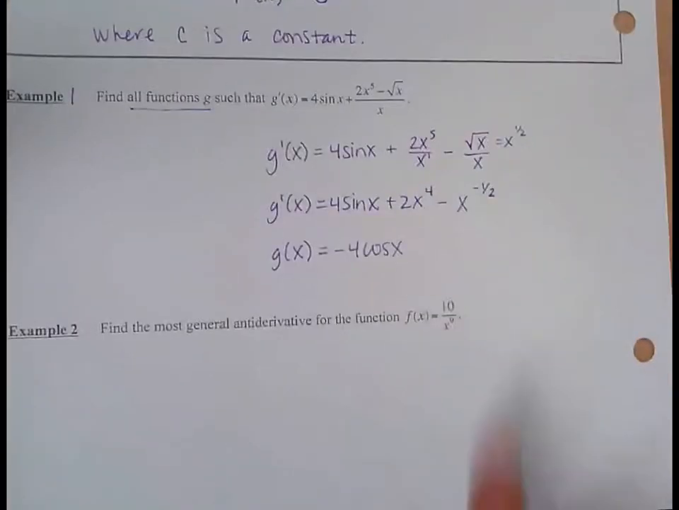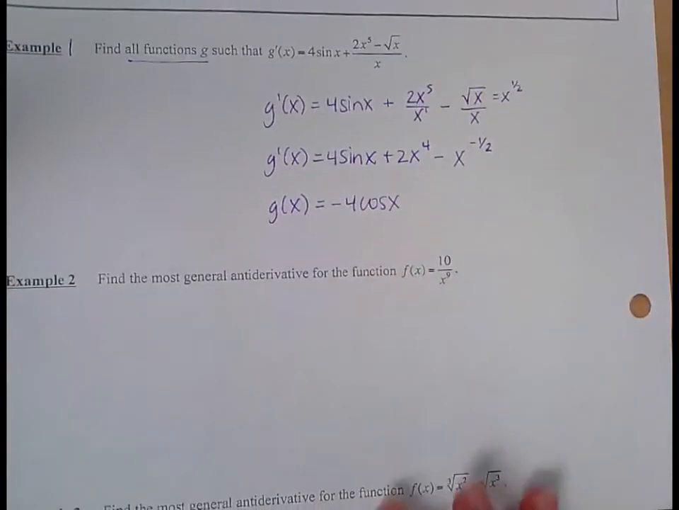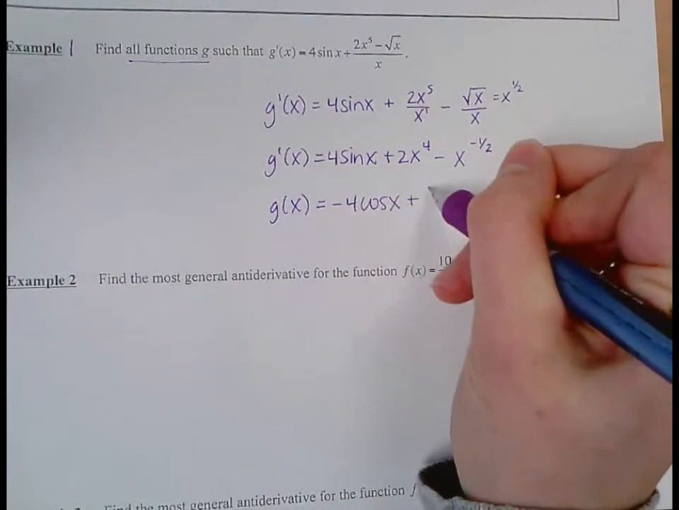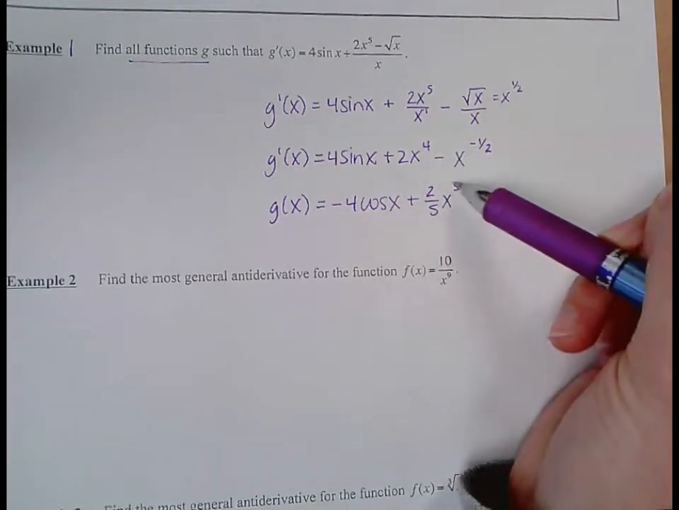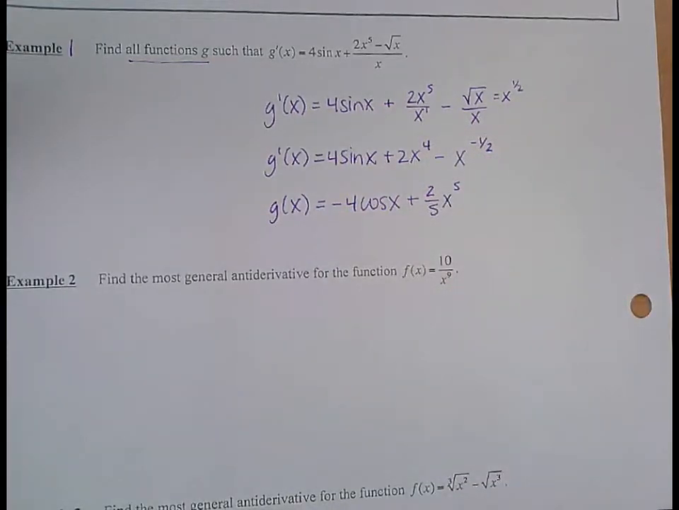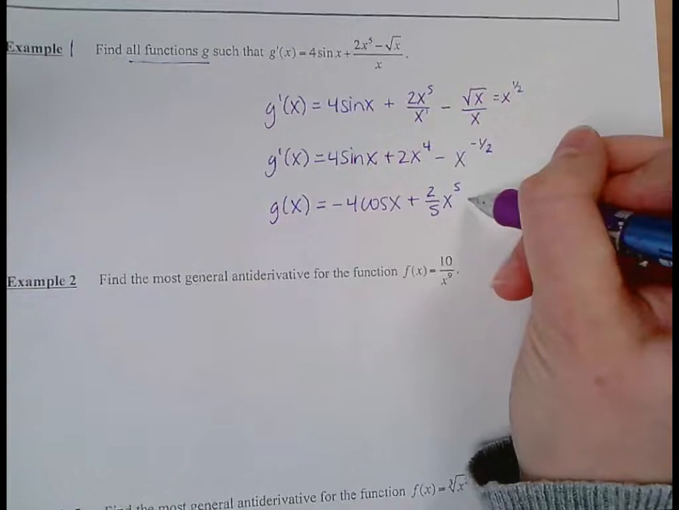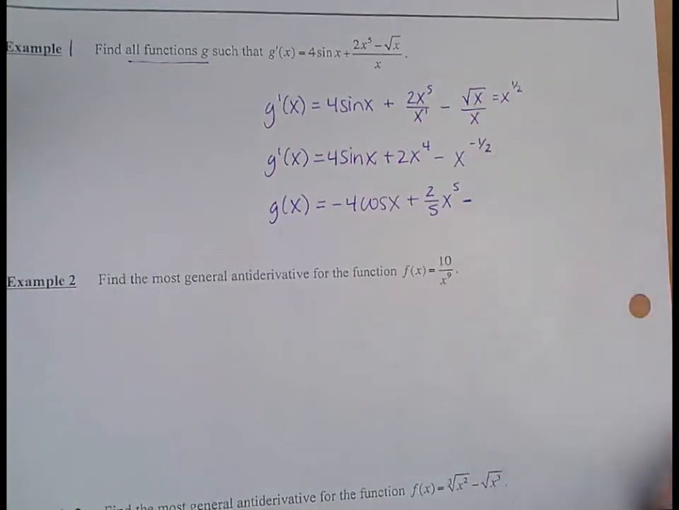So if we have 2x to the 4th, what would that antiderivative be? Yes, so plus 2/5 x to the 5th. So add 1 to the exponent and then divide the coefficient by the new exponent. And then we have minus.